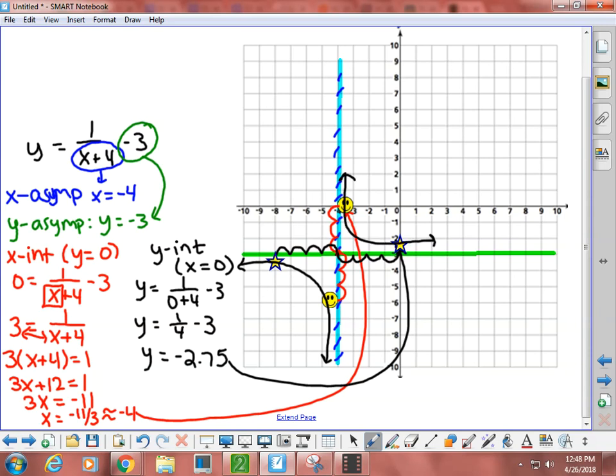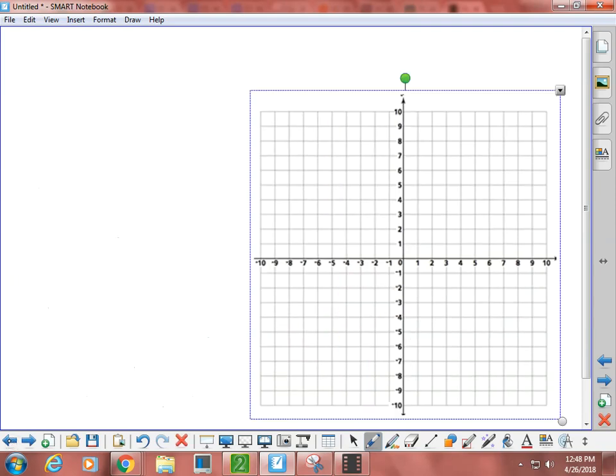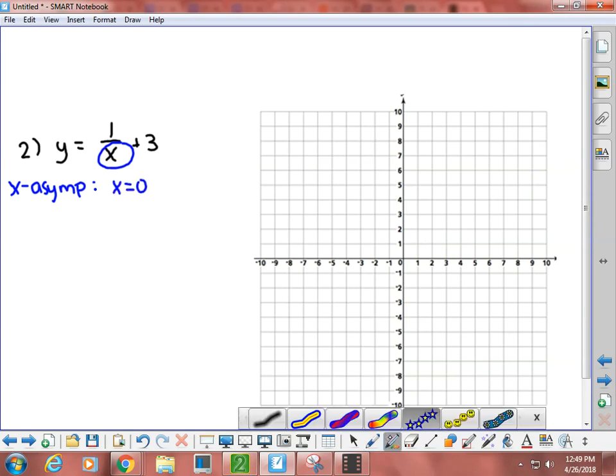Okay. All right, so let's look at one other one of these. Let's look at number 2. So number 2 is y equals 1 over x plus 3. Okay, so my intercepts. Is there anything down here? No. So my x-intercept, or my x-asymptote, let me change that because those are different, is at x equals 0. So it's a vertical asymptote. So x equals 0 is right here.